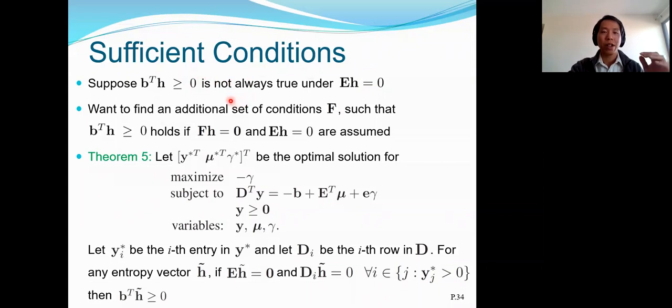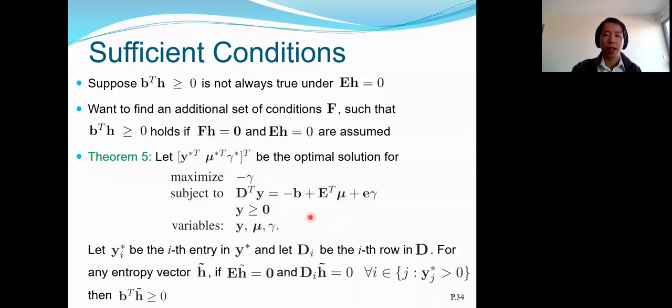So we want to add more assumptions to the system. We really want to prove this inequality to be true, okay? We want to add some extra assumptions or extra equality constraints to the problem. Let me call it F, so that this inequality is true if both F and this set of E hold, so we know that we must make this assumption. Altogether, this becomes true. And we can also use a linear program to help us to find this matrix F.